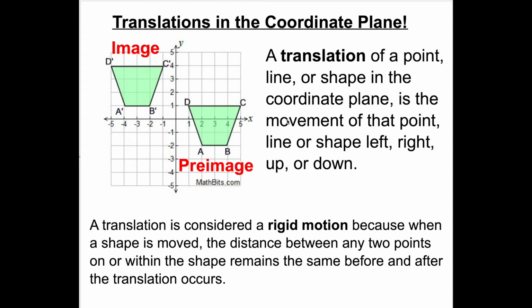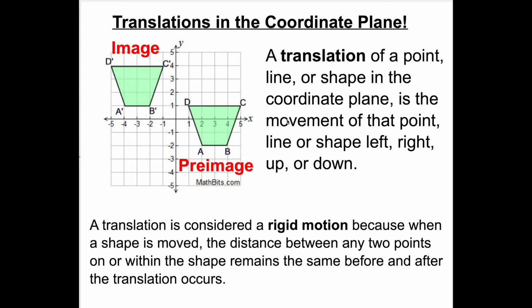So let's start with a little definition of what is a translation. As you can see here, a translation of a point, line, or shape in the coordinate plane is the movement of that point, line, or shape left, right, up, or down. They're commonly also referred to as shifts, and essentially we're just moving the shape around, again, left, right, up, or down, and we can actually do a combination.